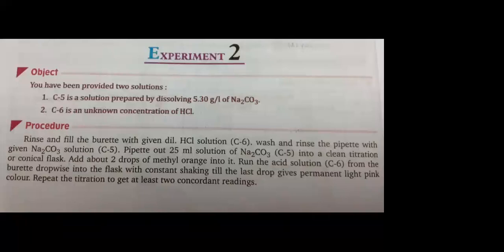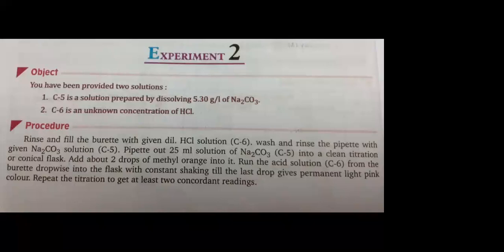in the next slide, you see it is written experiment number 2, but you can take it as experiment number 1. And you will see that you have been provided with two solutions. Solution 1 is C5, prepared by dissolving 530 grams per liter of sodium carbonate. C6 is an unknown concentration of HCl. So, in this experiment, we will be finding out the concentration of HCl by carrying out the process of titration.